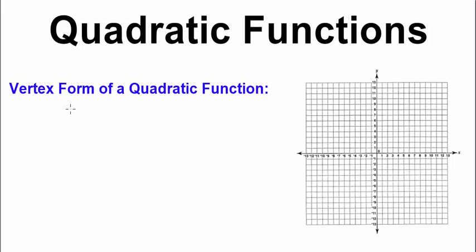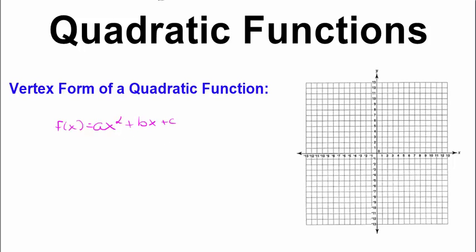In this video, we're going to talk about the properties of quadratic functions. We're going to start with a form of a quadratic function called vertex form. Now, we've already discussed the fact that the general form of a quadratic function is f of x equals ax squared plus bx plus c. So this is considered general form.